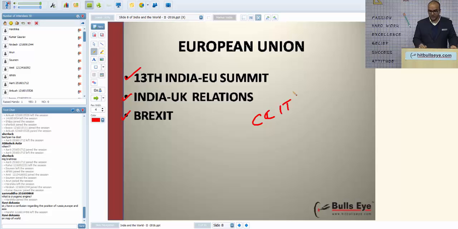Again, UK expressed its support on India's proposal of CCIT as we discussed earlier.